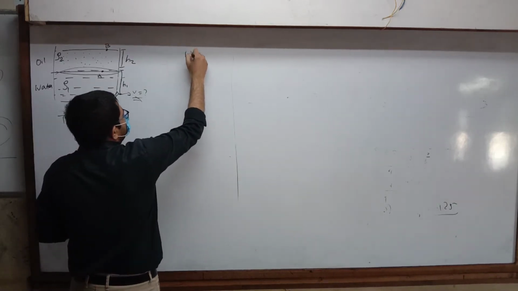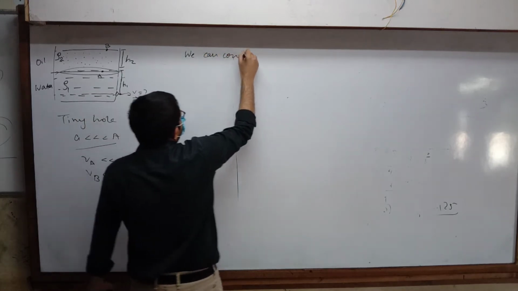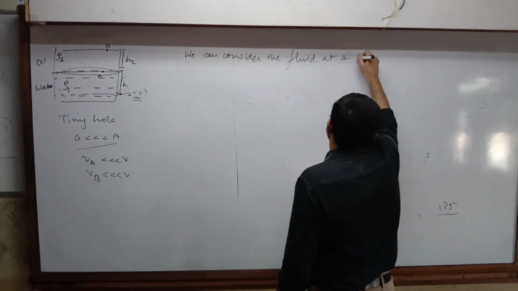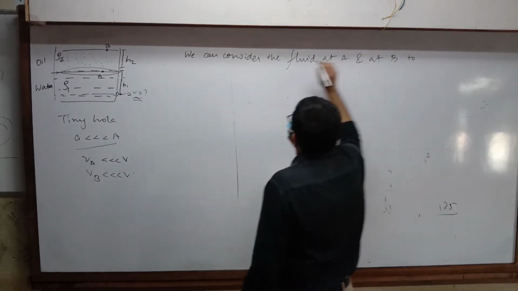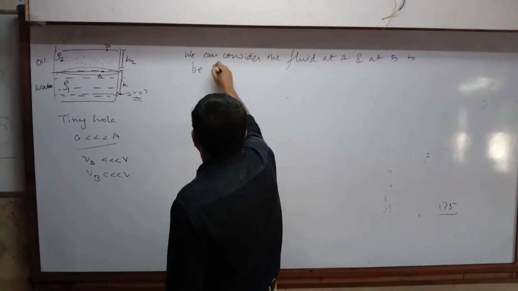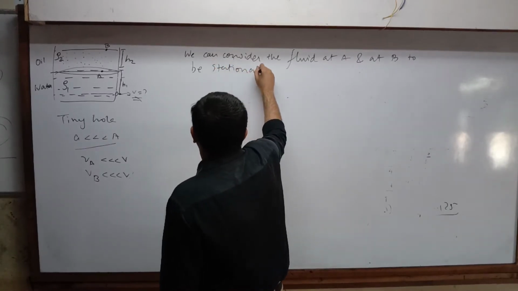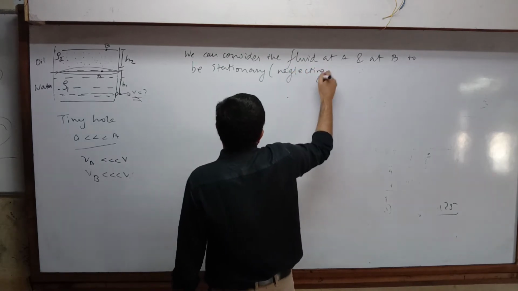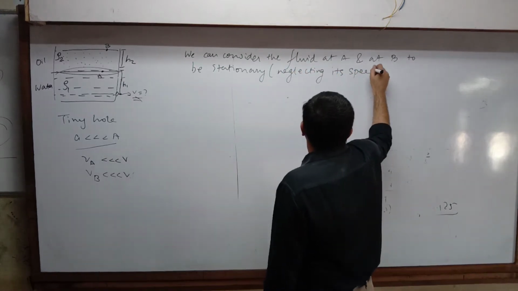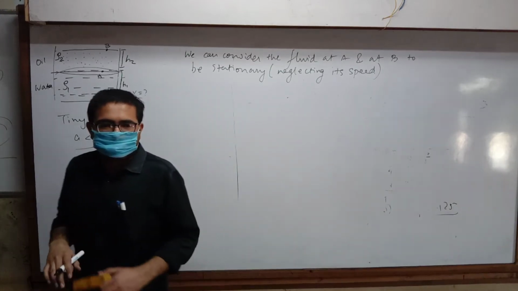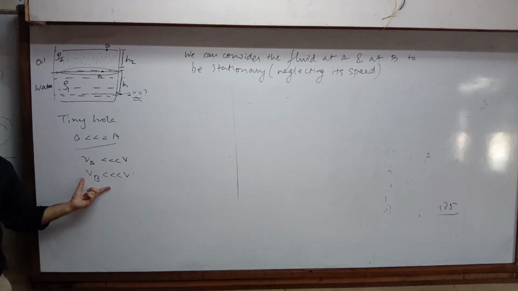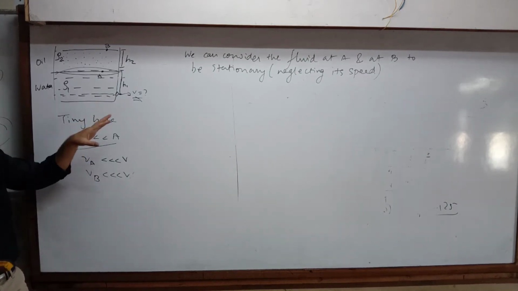As speed is very small, we can consider the fluid at A and at B to be stationary. Stationary, that is not moving. Okay, we have neglected its speed. I hope the assumption is not a problem for you. We are making it because the speed will be so small that we can almost neglect it. So we are assuming it's stationary.